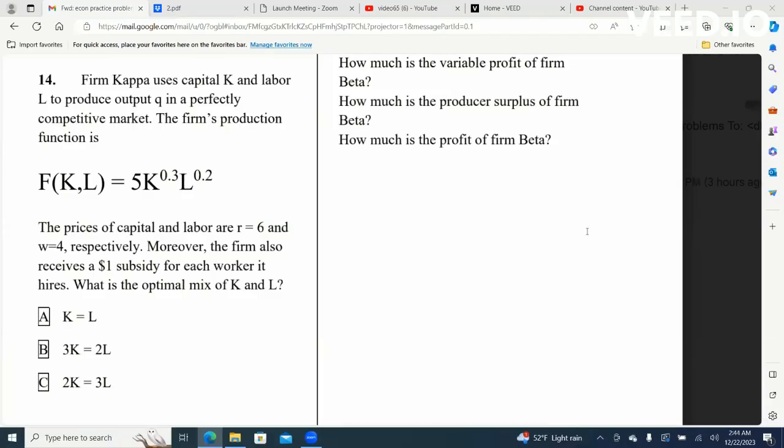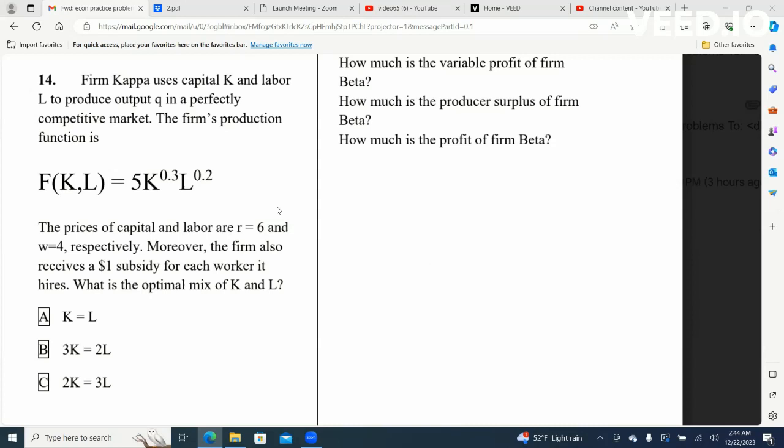Okay, so problem 14. Firm Kappa uses capital K and labor L to produce output Q in a perfectly competitive market. The firm's production function is given. The prices of capital and labor are R equals 6 and W equals 4 respectively. Moreover, the firm also receives a $1 subsidy.